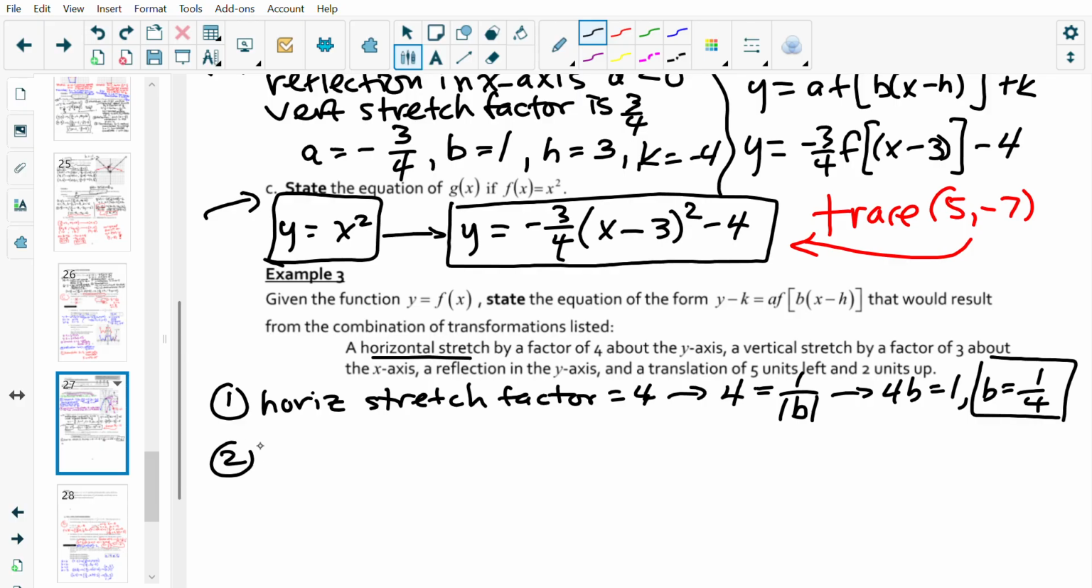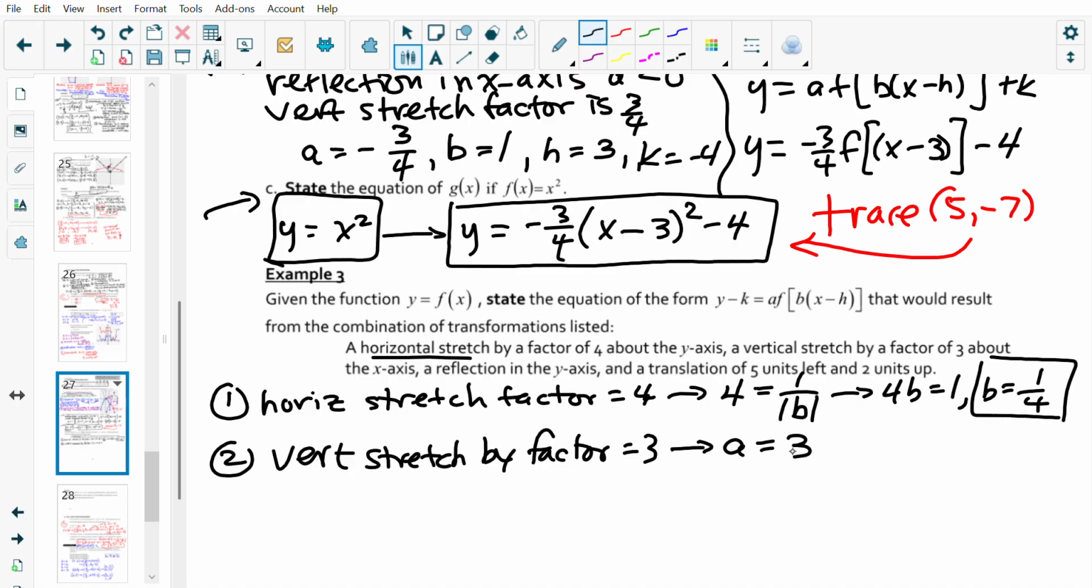B equals 1/4. 2, I got a vertical stretch by factor equal to 3. Vertical stretch about the x-axis by factor 3. What does that mean? That means straight up just a equals 3. What you see is what you get for the a value. Just to be more specific, the absolute value of a equals 3.